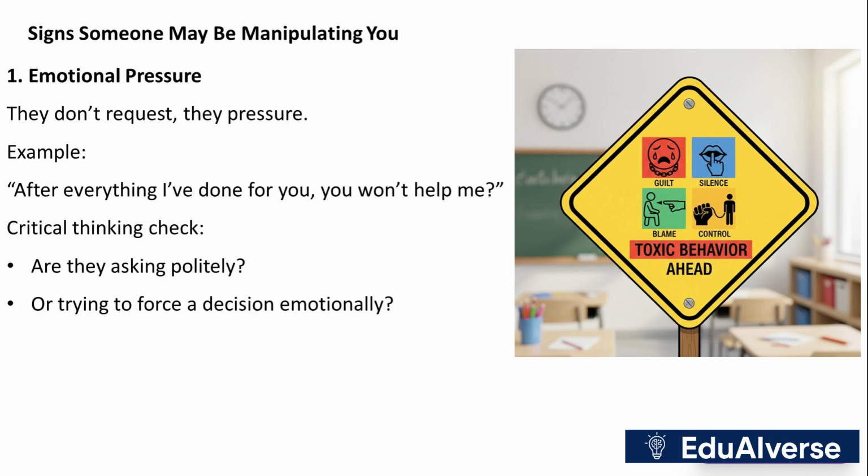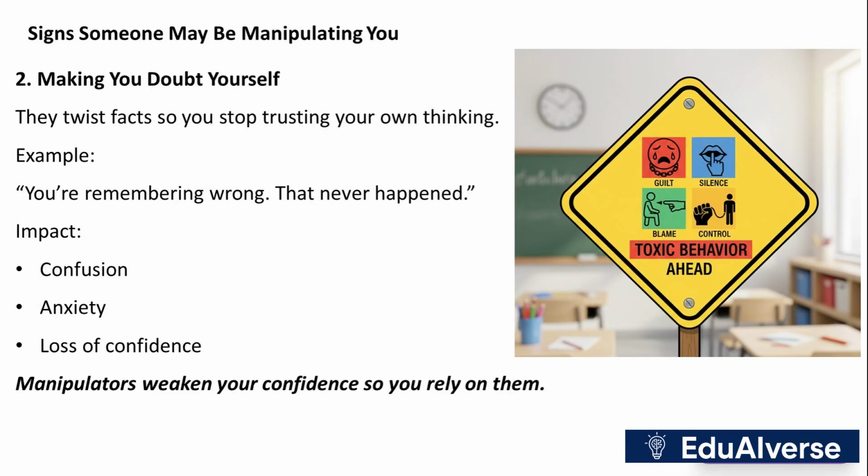Emotional pressure involves forcing decisions through guilt or sympathy rather than polite requests. Critical thinking helps you discern whether a request is genuine or manipulative, protecting your autonomy. Manipulators may twist facts to make you doubt your own thinking, leading to confusion and loss of confidence. Recognizing this tactic is vital for maintaining trust in your judgment and decisions.